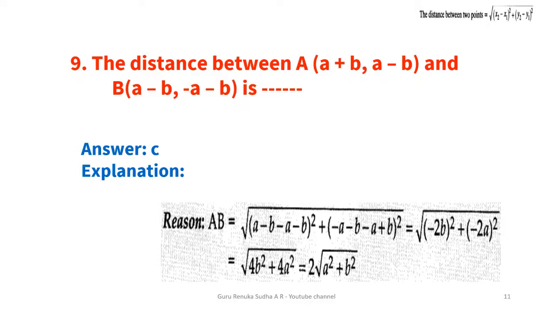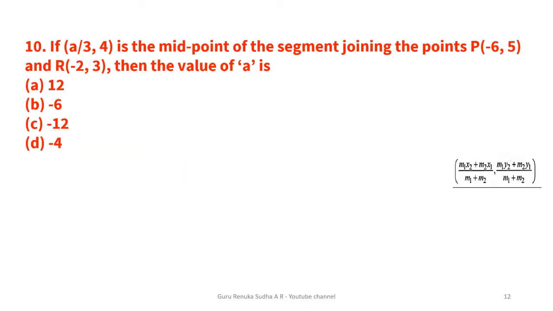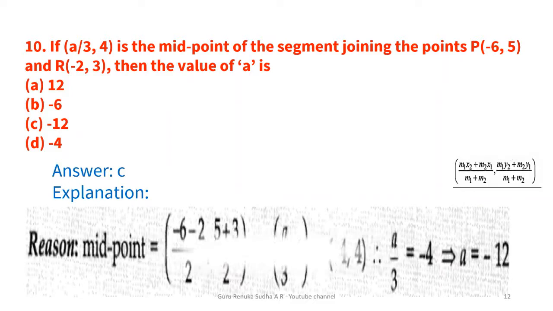Okay, 10th question. If A(3, 4) is the midpoint of the segment joining the points P and R, then find the value of A. We have to find out the value of A. See, you can easily find out by using the midpoint formula. Midpoint formula if you use, you can get the correct answer. But here I have mentioned the coordinate formula, sorry. So you have to use midpoint formula, then you can get the answer.